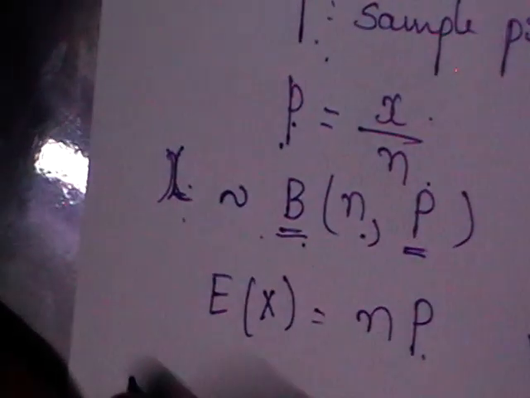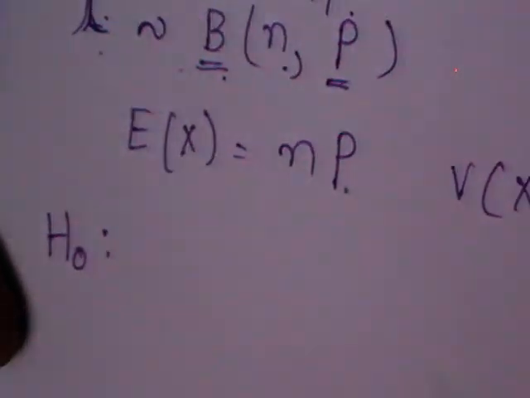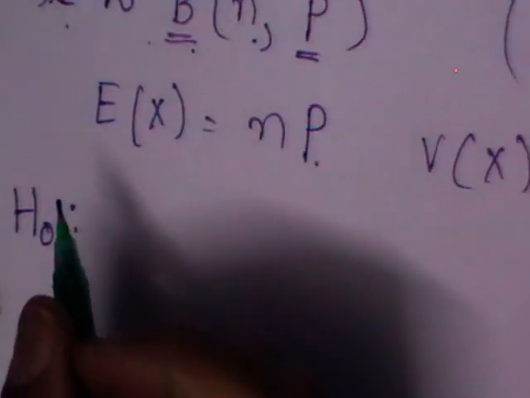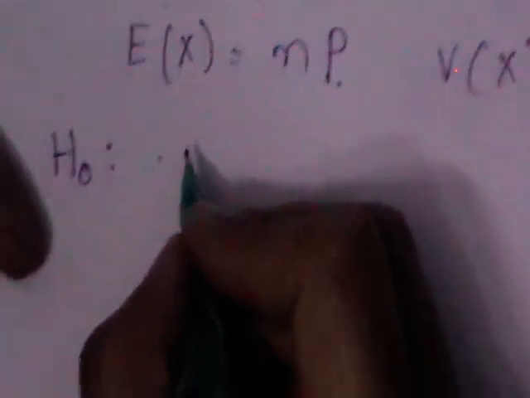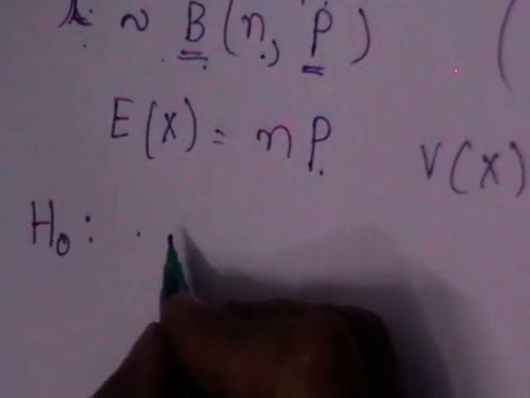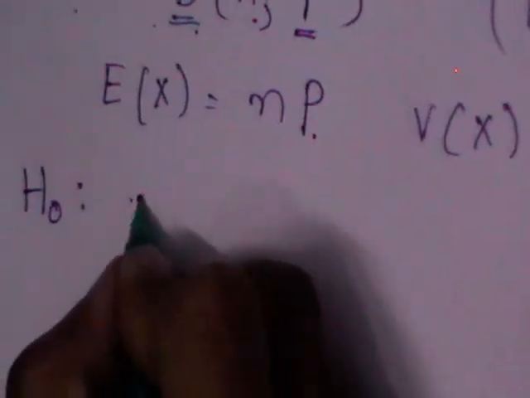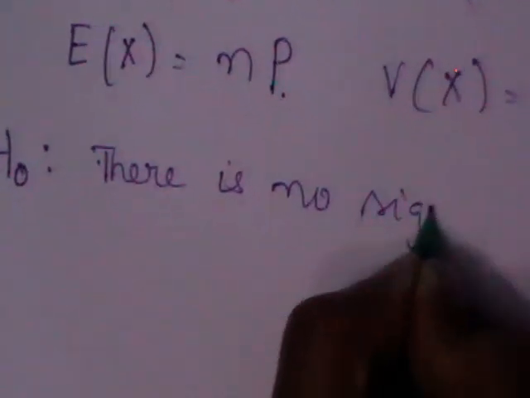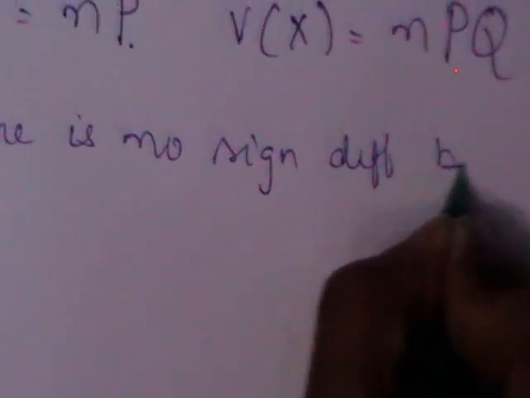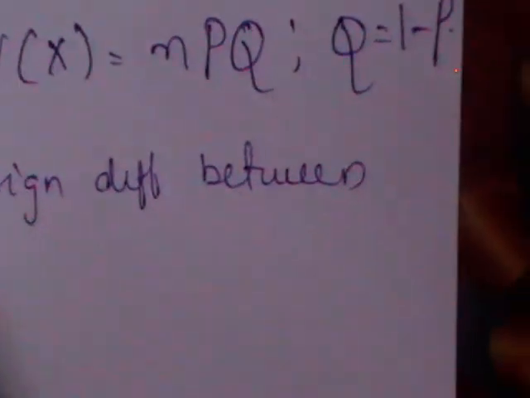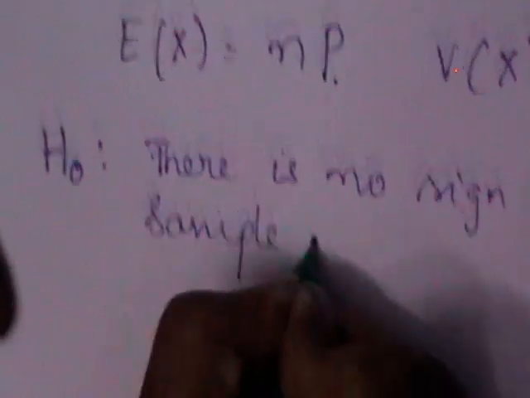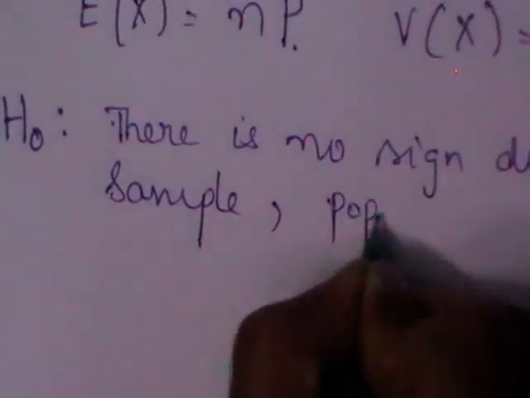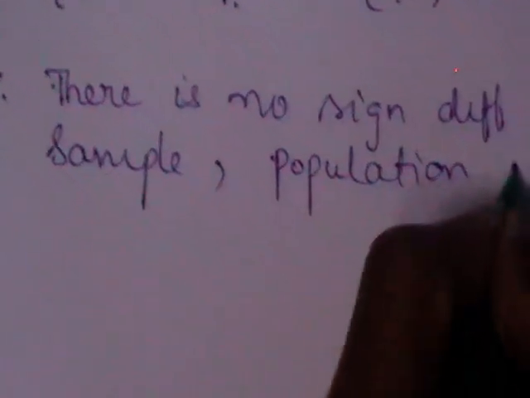After describing the sample data, you need to write the null hypothesis H naught. What is the test here? It is a test for single proportion. So you should write the null hypothesis. It is a hypothesis which shows that there is no difference between the population characteristic and the sample characteristic. That is, here we write that there is no significant difference between the sample and population proportions.